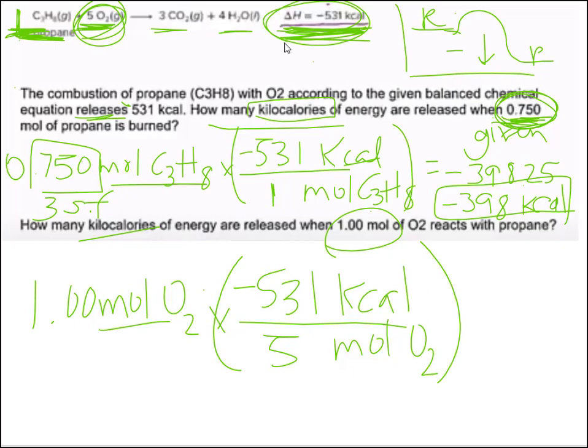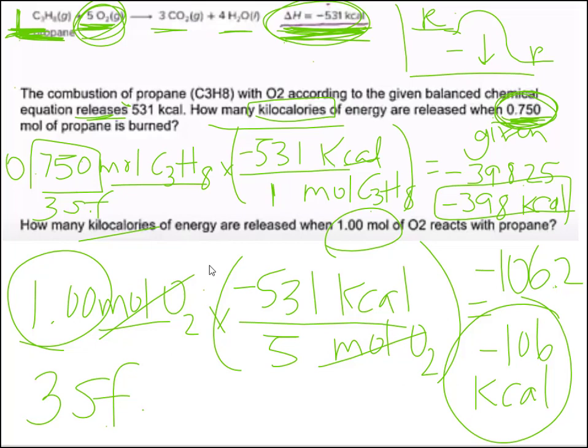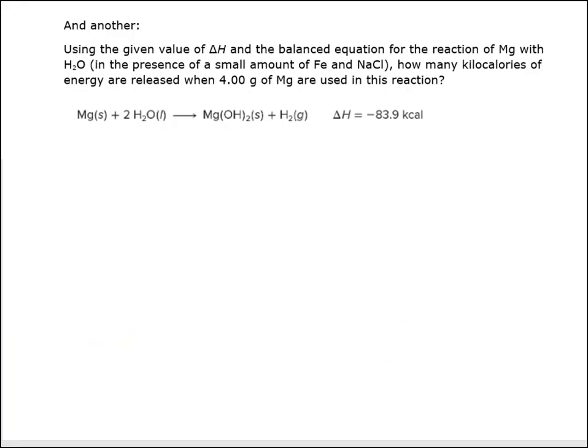And then I'm just going to plug that into my calculator. So I'm going to do 1 times negative 531 divided by 5. And your calculator should say negative 106.2. And I need to look and say, okay, I started with 3 sig figs. So I need to end with 3. 106.2 is going to round to negative 106 kcals, because moles of oxygen cancel out. Great. Hopefully you feel good about that. Let's move on. All right, let's look at another example.